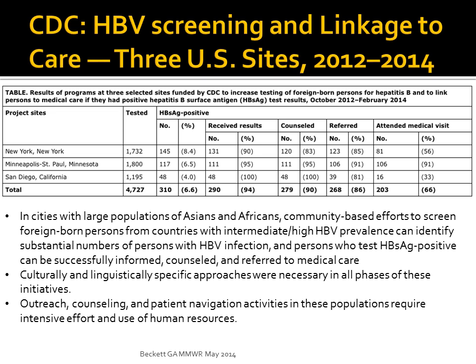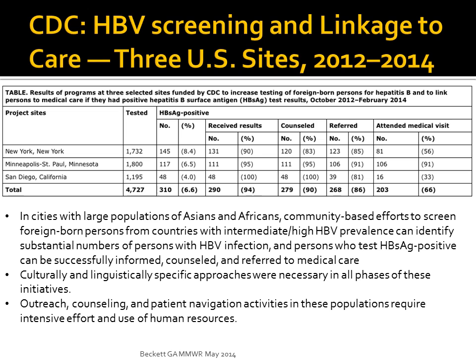But this program was really designed to try to target persons originating from intermediate and high prevalence hepatitis B surface antigen prevalence countries. And so really large populations of Asians and Africans were included in these results. A total of 4,727 patients were tested, of which 6.6% or 310 individuals tested hepatitis B surface antigen positive. The vast majority of positive persons were successfully reached with the results, 94%, and counseled regarding the results and given referrals for further follow-up care. And about 66% in total attended their first medical visit.